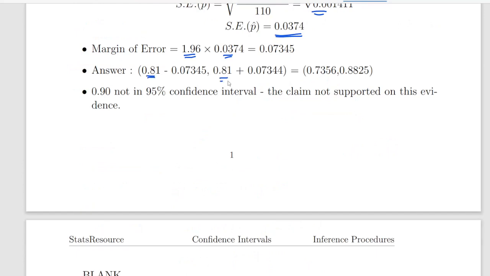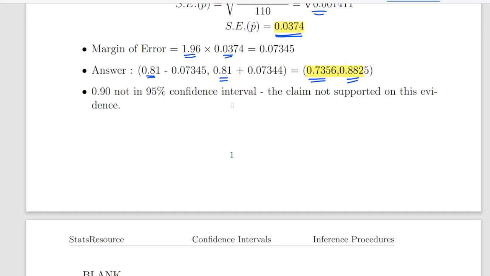So it's 0.81 plus or minus 0.07345, and there we get 0.7356 and 0.8825. So that actually is the answer to the second part, with this being the answer to the first part.